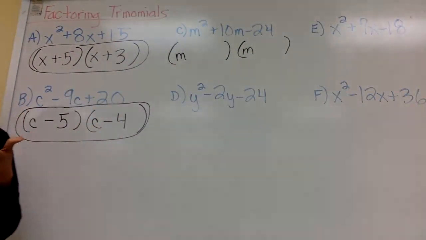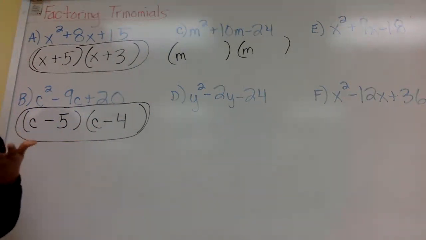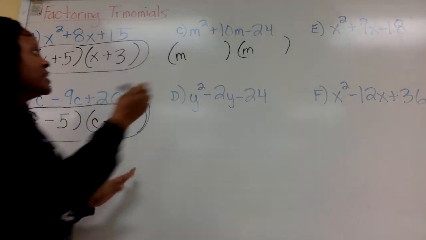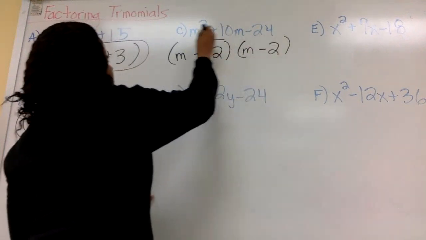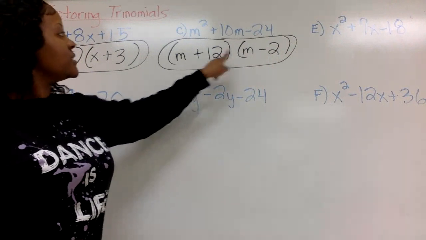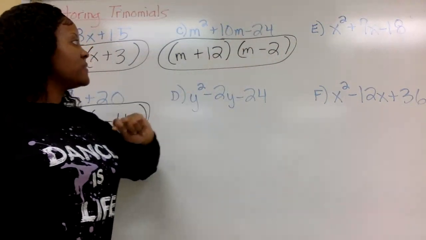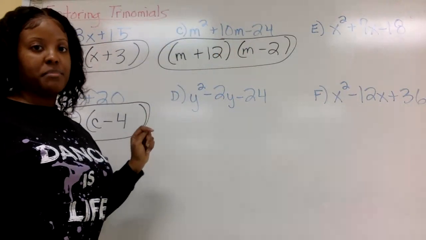6 times 4, 8 times 3, 2 times 12. Lots of different things, but only one of those combinations is going to multiply to give me negative 24. So that's going to be 12 and negative 2. All right, let's double check. 12 times negative 2 is negative 24. Check. 12 plus negative 2 is positive 10, so we're in business.